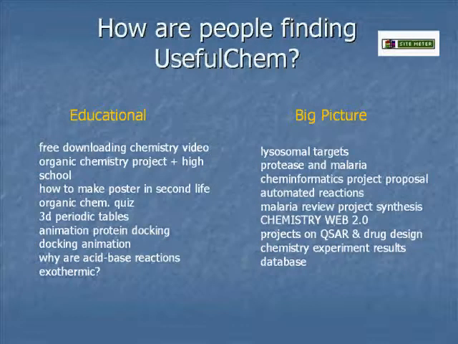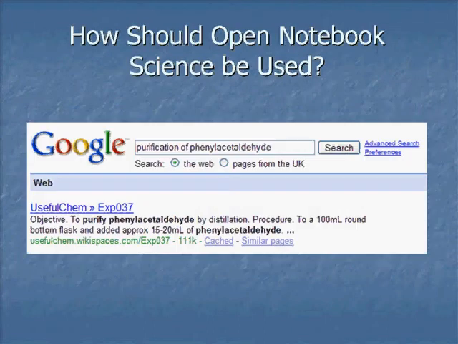People are also looking for general educational stuff, like how to make a poster in Second Life or 3D periodic tables. Those are some of the things that appear on my blog, for example. And of course, big picture things like Cheminformatics project proposal. And I actually put my proposals up publicly, so if people want to see what we plan on doing, they can also grab it through there.